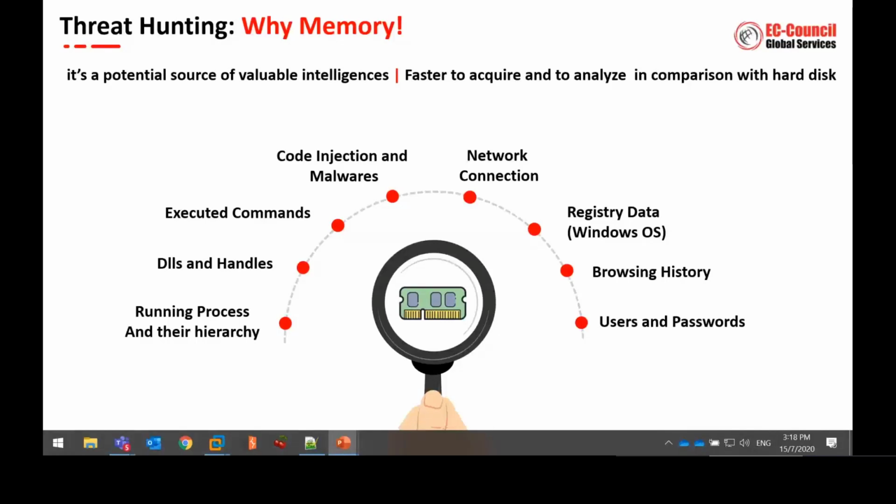Code injection and malware, in case some malware walks into your environment and then injects some code in the system DLLs or the system process to have more stable connections. So network connections, registry data in case of the Windows OS, browsing history, and users and passwords. Just imagine all of this information can be obtained from the memory, while we have to deal with a smaller capacity, and we can make the memory image much faster compared to the imaging of terabytes of hard disk.